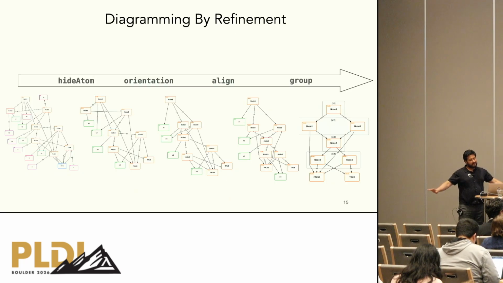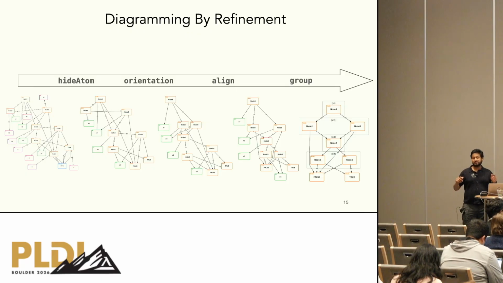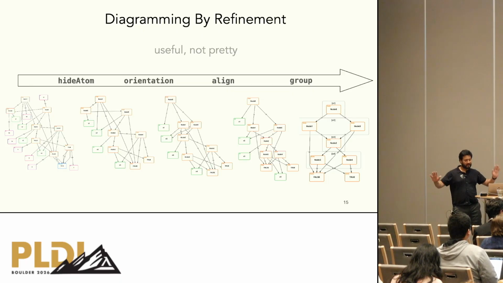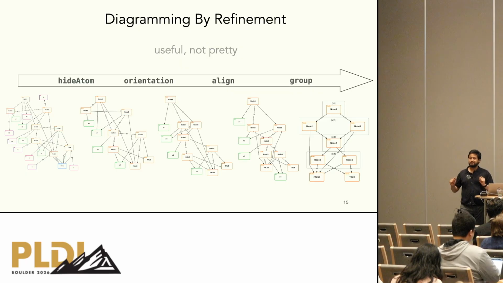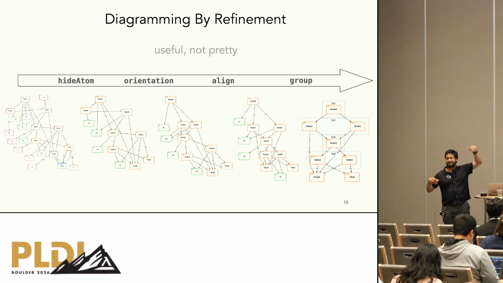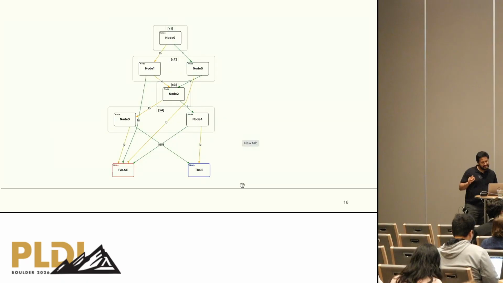So that's the workflow end to end. Start with a faithful graph, write some rules to refine it. When it's good enough for your purposes, stop. Basically, you want something that's useful, not necessarily pretty. I call this diagramming by refinement. To paraphrase Michelangelo, David was already in the marble, the BDD is already in the diagram graph. It's all there. And the nice thing is, it's not just a picture.